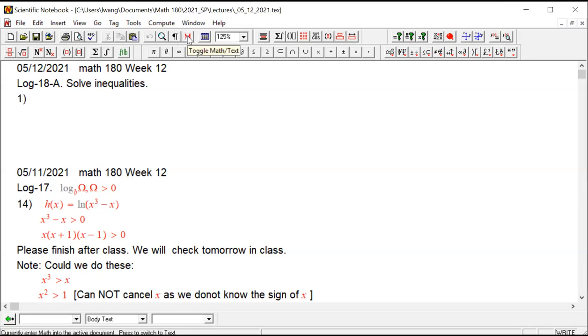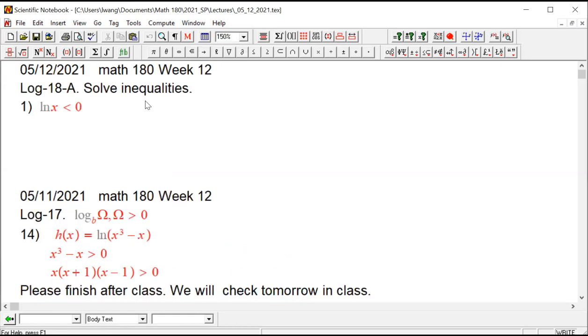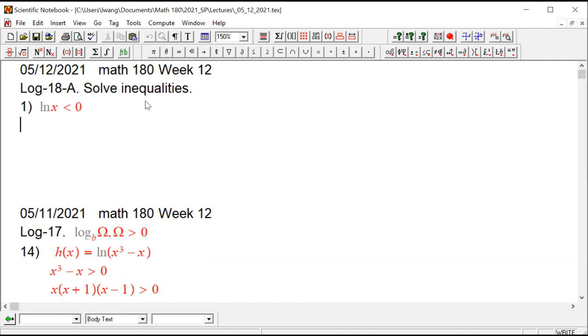Take the first one, for example. The first one says ln x is less than 0. Of course, we do all of these in the domain, so we need to be aware of the domain. We want ln x to be less than 0, because ln x is an increasing function.